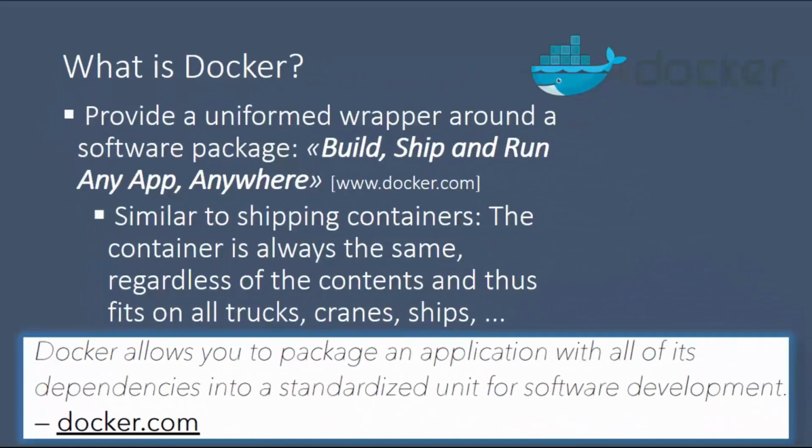So what is Docker? It provides a uniform wrapper around a software package, and you can build, ship, and run any app anywhere with Docker. Think of Docker as similar to shipping containers. The container is always the same, regardless of the contents, and thus fits on all trucks, cranes, and ships. So you can take things out of the container and put things in the container, right? That's what containers are all about, and that's what Docker really does for us. Docker allows you to package an application with all of its dependencies into a standardized unit for software development.